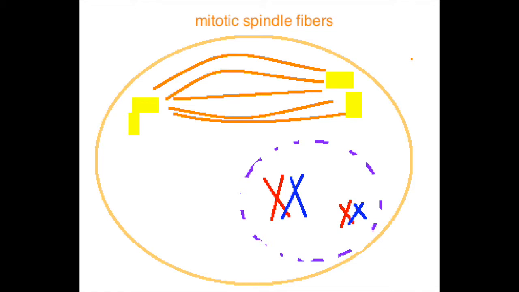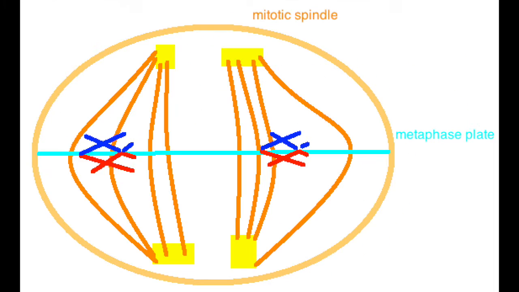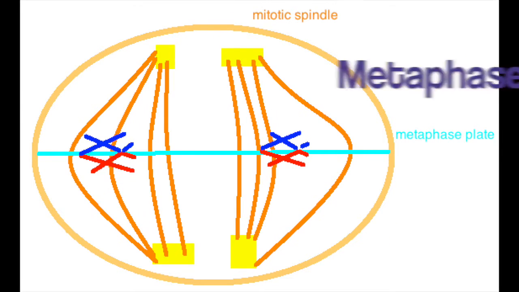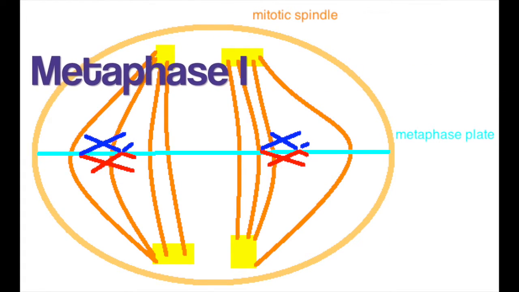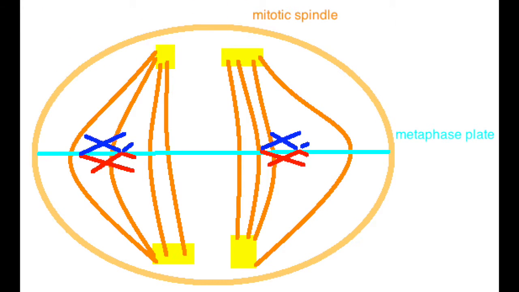Also, the mitotic spindle fibers begin to form from the centrioles, and the centrioles start to gravitate towards the poles of the cell. The nuclear membrane also breaks and disappears. The next step is metaphase 1. Here the tetrads line up on the central metaphase plate. The mitotic spindle is completely formed and attached to both sides of the tetrad.